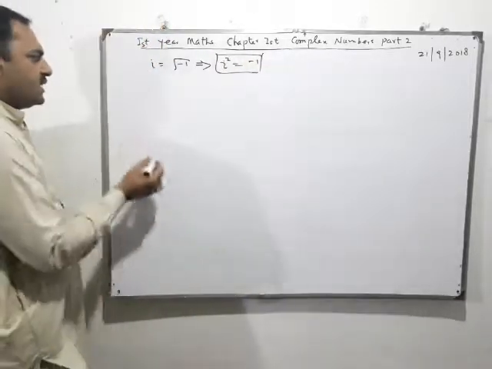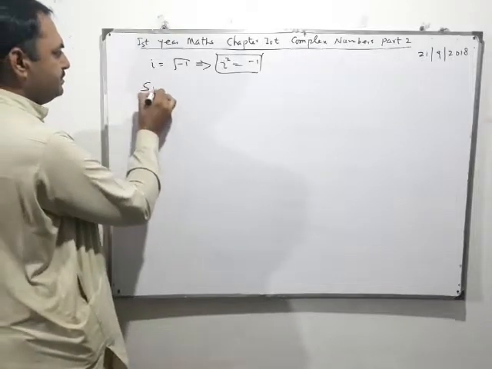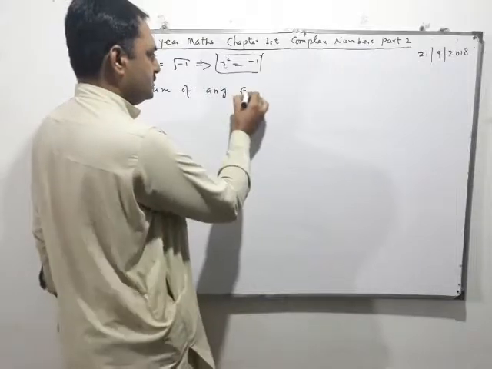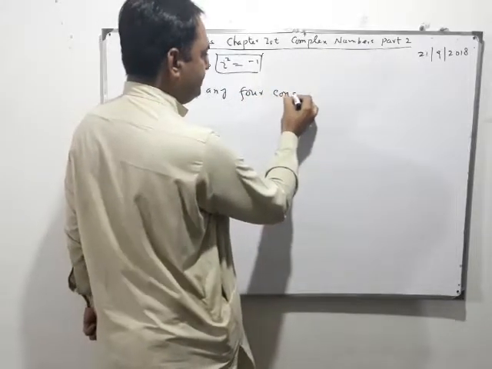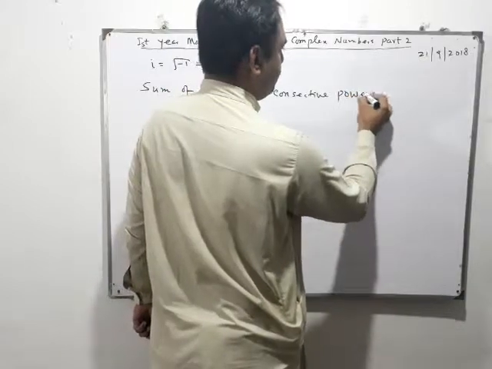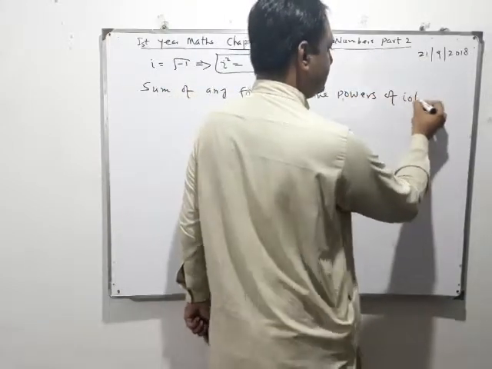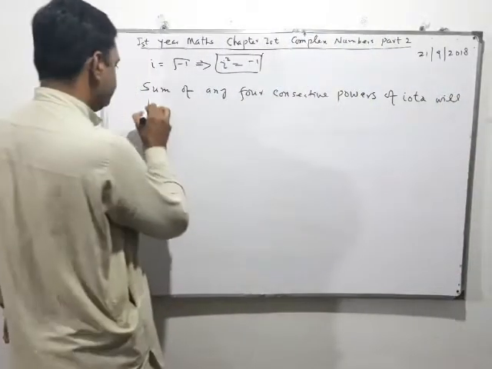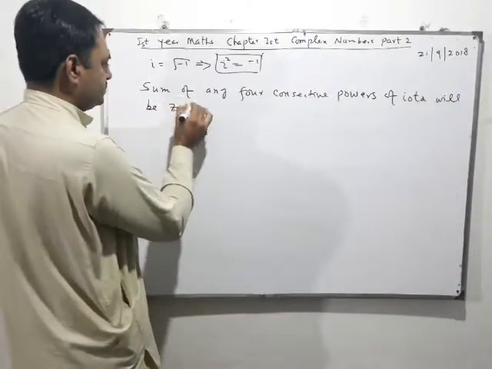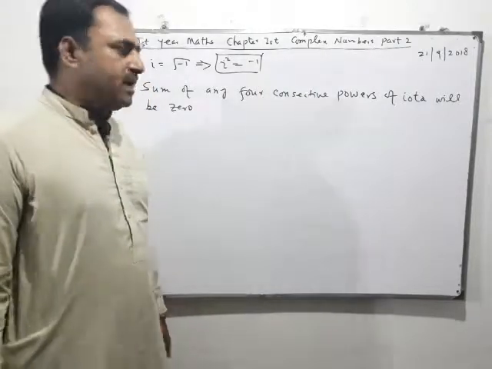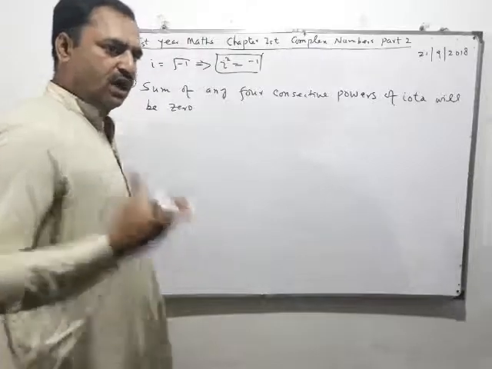The properties of iota, that is sum of any four consecutive powers of iota will be 0. यानी आयोटा की कोई भी 4 कंसेक्यूटिव पावर्स अगर आप लेकर उनको प्लस करें, द आंसर विल बी 0.